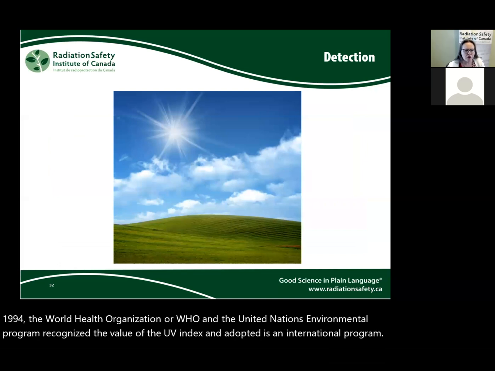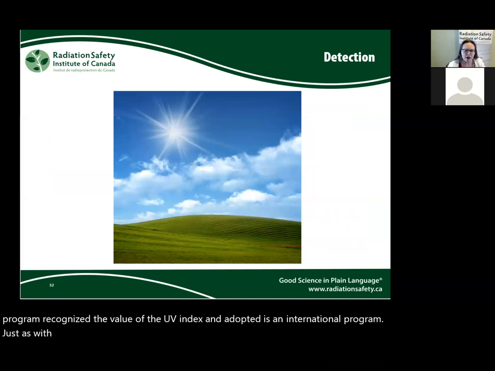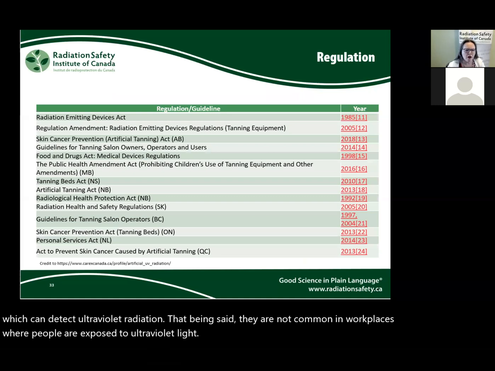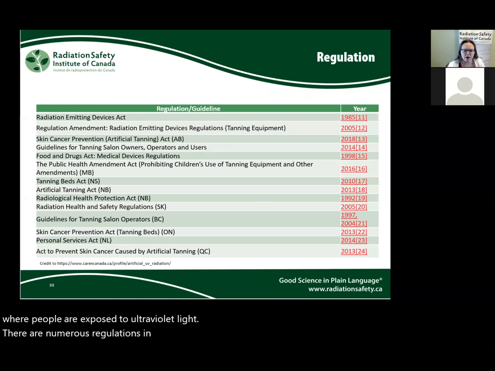Just as with other forms of electromagnetic radiation, there are instruments and dosimeters which can detect ultraviolet radiation. That being said, they are not common in workplaces where people are exposed to ultraviolet light. There are numerous regulations in Canada related to ultraviolet light, many with respect to the use of tanning equipment.